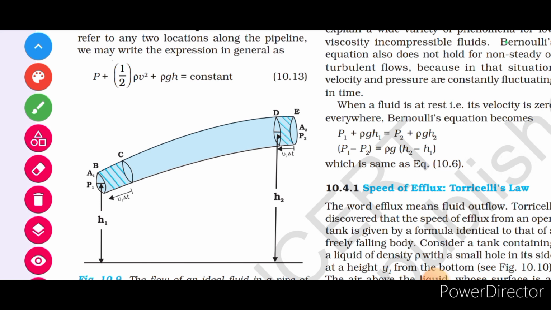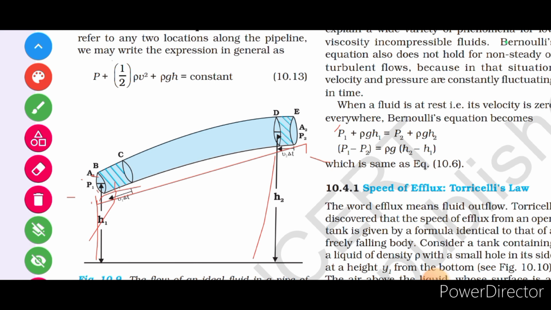In that case, you can see the pipe is at different heights here. Obviously, the potential energy at these two points, or these two cross-sectional areas, will be different, and there will also be kinetic energy. Suppose the velocity is v1 here and v2 here. The velocity will be different, the potential energy will be different, and let's assume the pressure is also different in those two regions. What Bernoulli's principle states is that the pressure energy plus the kinetic energy plus the potential energy, the sum of these three, will be constant.